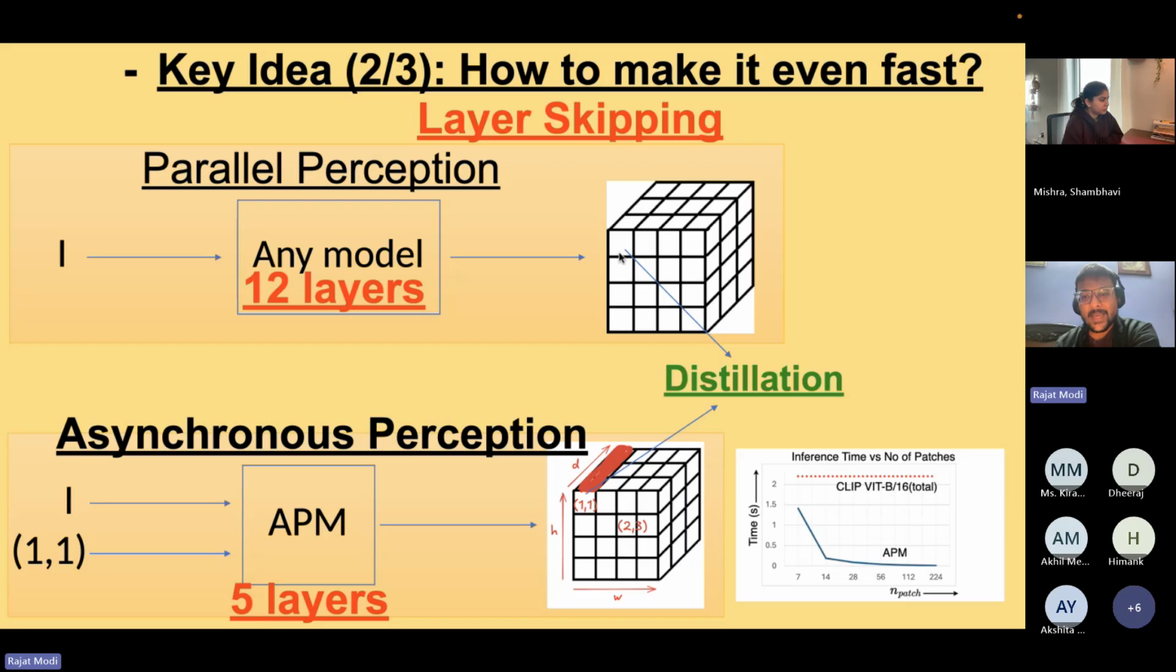But the key point is that the features you predict are the same as the transformer and even better sometimes because you learned it from the transformer itself. So that's the key point, which gives it a very fast speed up as compared to a transformer.